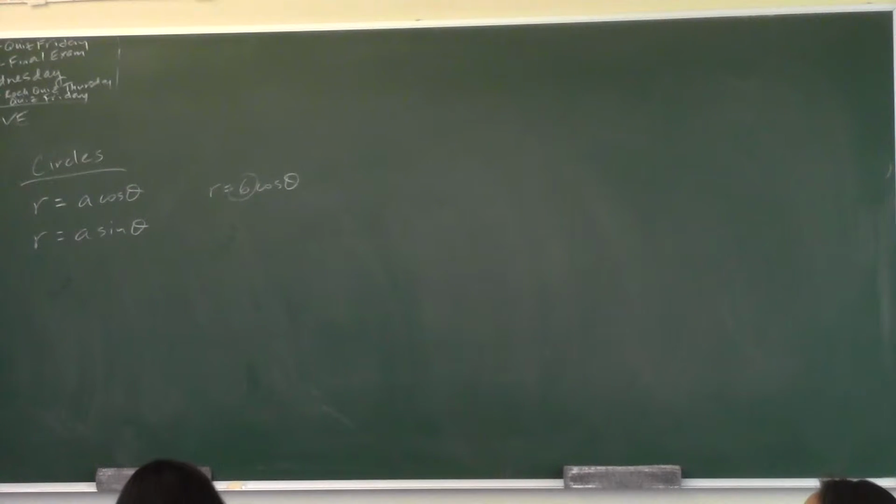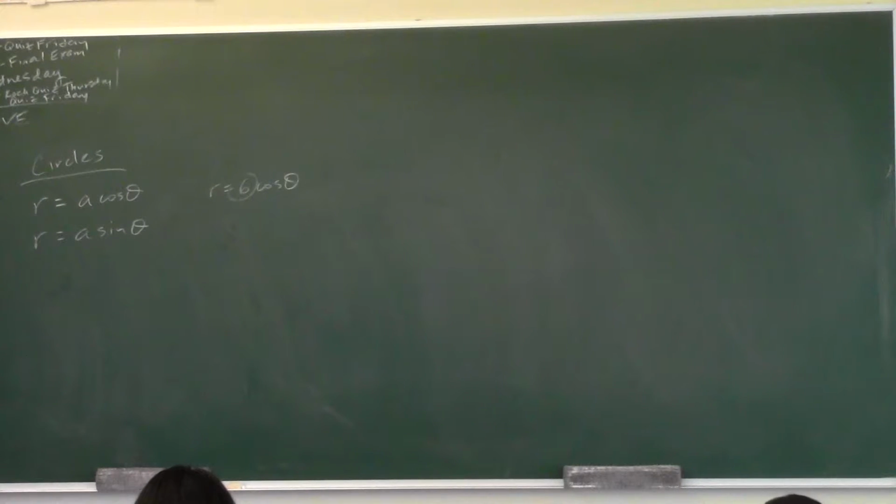Now let's graph a negative number. How about negative 4 cosine theta? Go. It's on the other side. When you put a negative number, it's on the left. Oh, I get it, Mr. Park, the diameter is 4.